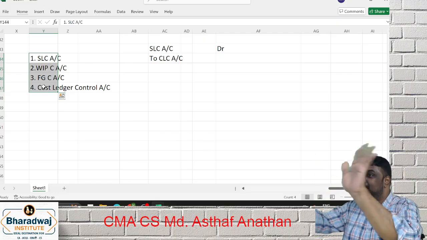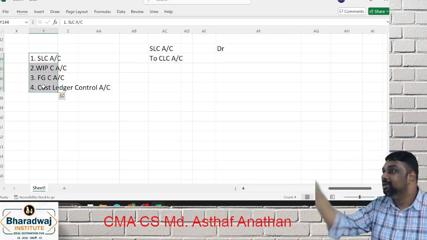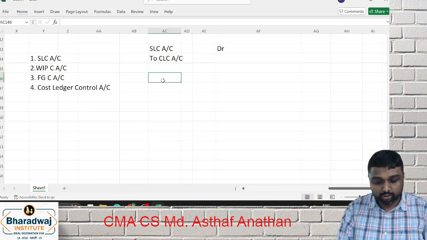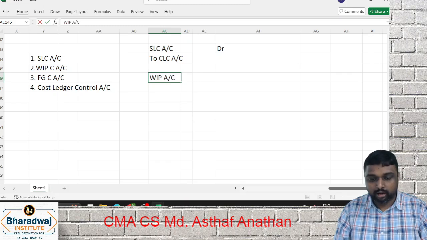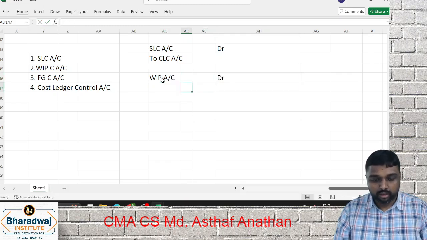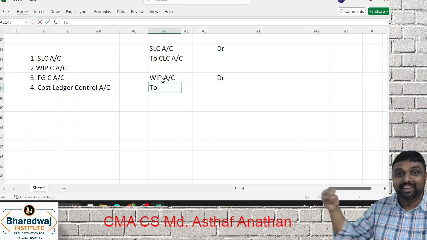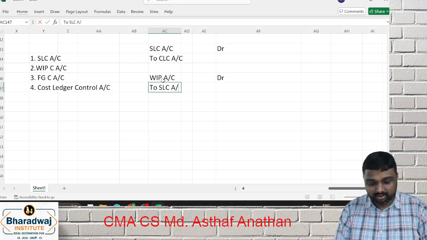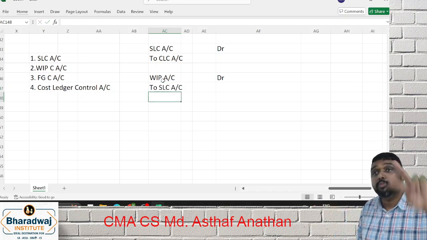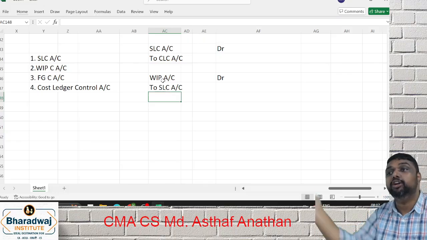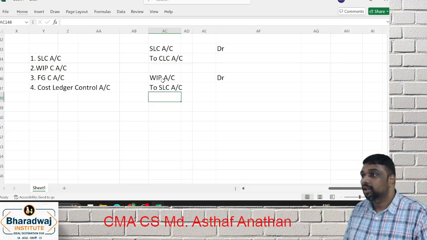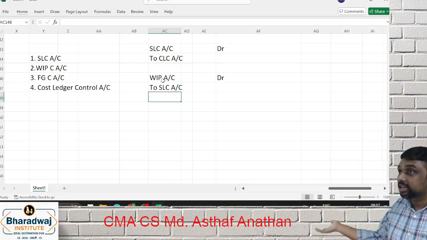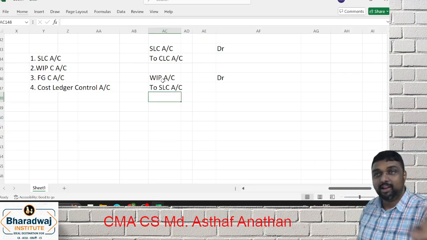That is the shortcut method. You don't have to memorize anything. That is why I told you, in 5 minutes I will tell you everything. So material issued to production: WIP account debit to what? From where will the material be issued? Material is in stores, so stores ledger control. Are you clear? Now, excess material returned from production to stores is just the reverse. Do you understand?